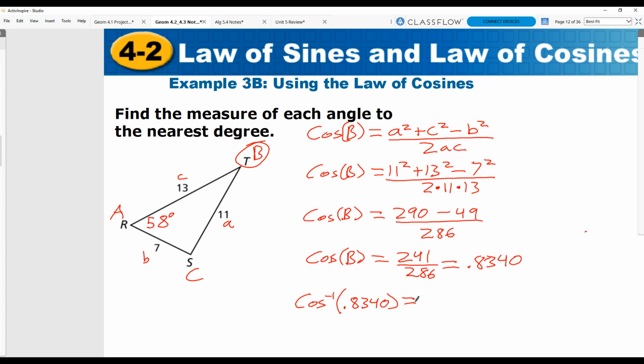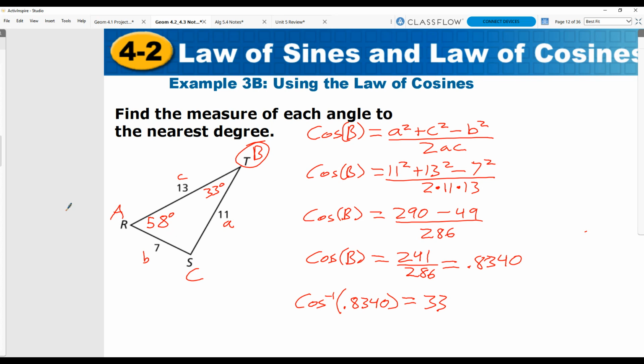That'll tell us our angle size, which is going to come out to, let's see, cosine inverse of 0.8340 is going to get us 33 degrees, roughly. So we're rounding. So we got 33 degrees, and that would get us that size there. So now we know that angle B is 33 degrees.